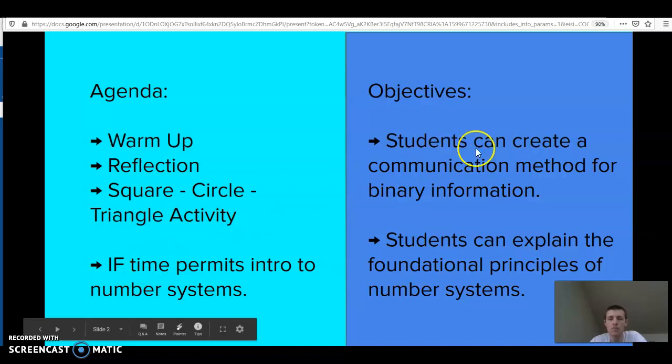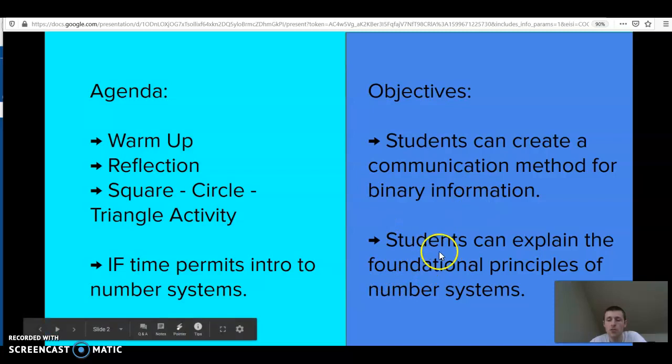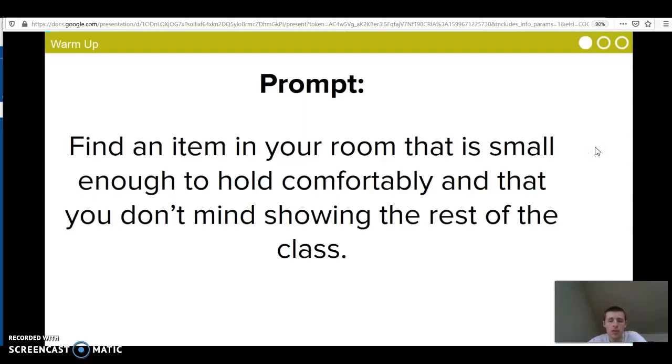My main objective for you is to be able to create a communication method for binary information. So we'll take a look at how we address that. And then a larger goal, not just for today, but for the next couple of weeks, is for you to be able to explain the fundamentals of how a number system works, what the conditions are that need to be satisfied in order for your system to be valid, and what kinds of number systems are useful and already exist out there.